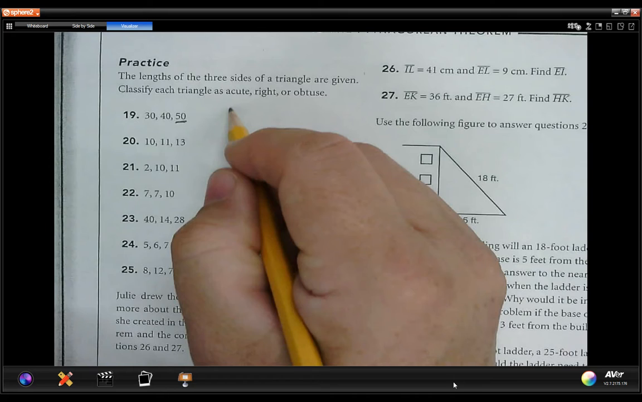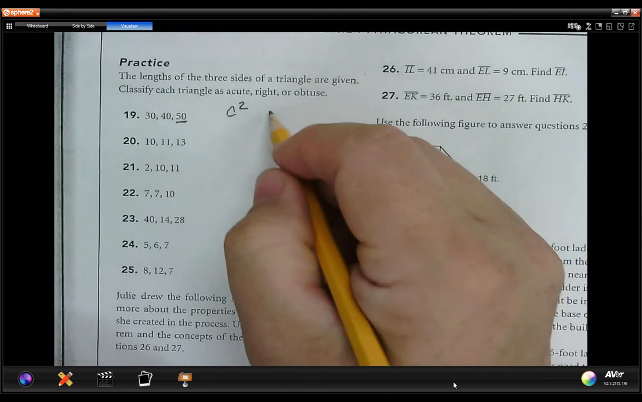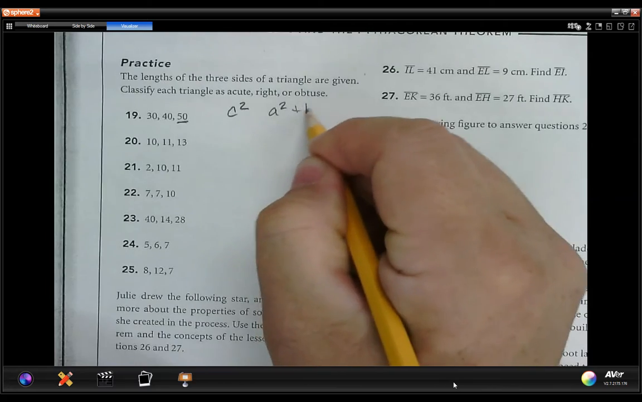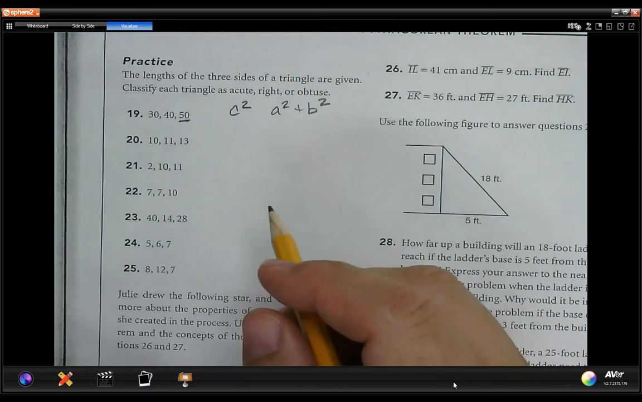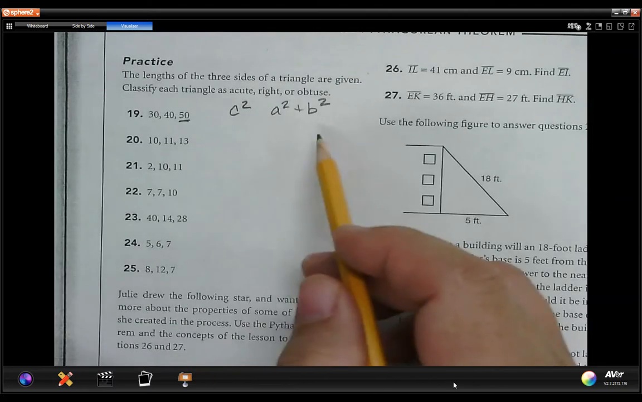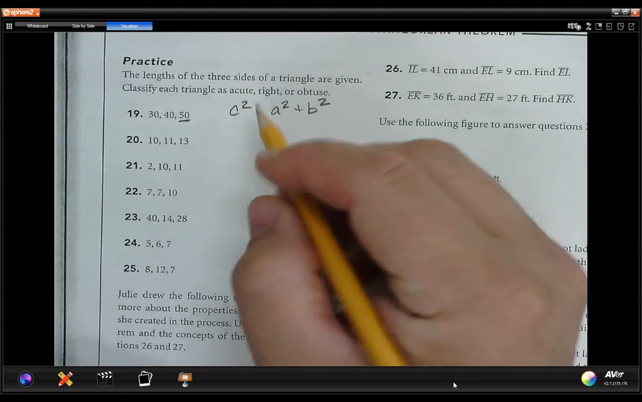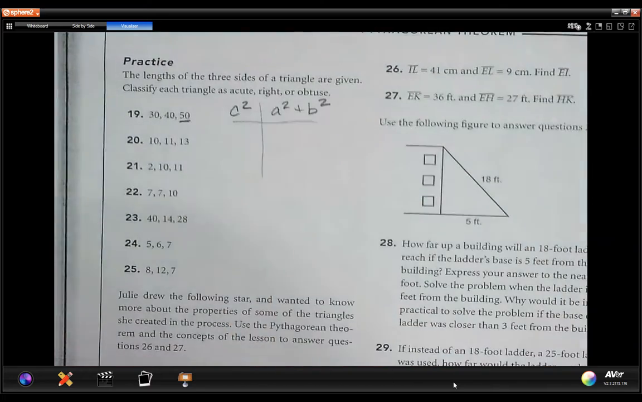So let's set it up, c squared, and again, I'm going to leave this blank because I don't know what it is yet, and I'm going to do a squared plus b squared. And this will kind of make sense as you go. And you notice on the other side, they made a little T-chart looking piece, and we could do that as well. So here's what we've got so far.